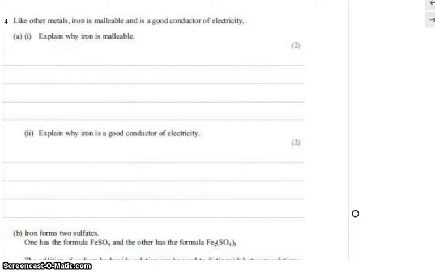Question number 4. Like other metals, iron is malleable and is a good conductor of electricity. Explain why iron is malleable. Okay, so this question is asking you to explain the bonding in metallic bonding and to explain how that accounts for the property of a metal, i.e. the malleability. So you have to describe the bonding and how that accounts for the malleability.